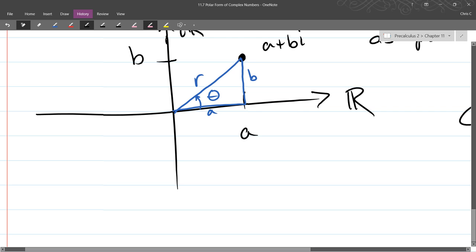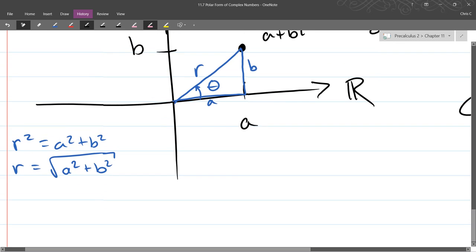So let's write all the relationships we can. It's relatively easy to do. Let's start with, how about the Pythagorean theorem? a squared plus b squared equals r squared. So if we solve for r, we have the square root of a squared plus b squared. That's the Pythagorean theorem.